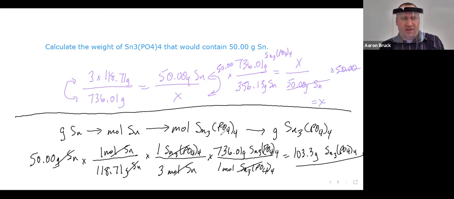And if I do that, 50 times 736.01 divided by 356.13, I get the same 103.3 grams.